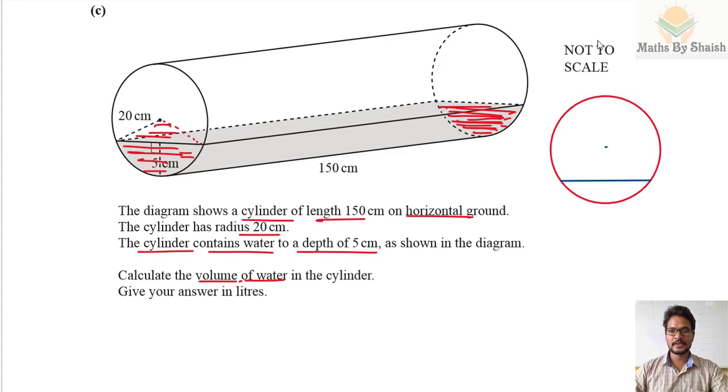First thing, it is given not to scale because otherwise we cannot relate it. It is 20 centimeters, it is 5 centimeters, it doesn't look good. That's why it is given that it's not to scale. So if this perpendicular distance is 5 centimeters, and we know the radius is 20 centimeters, the remaining part is going to be 15 here, and the same thing with 20 here.